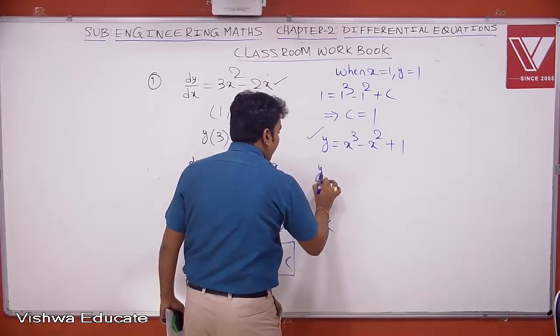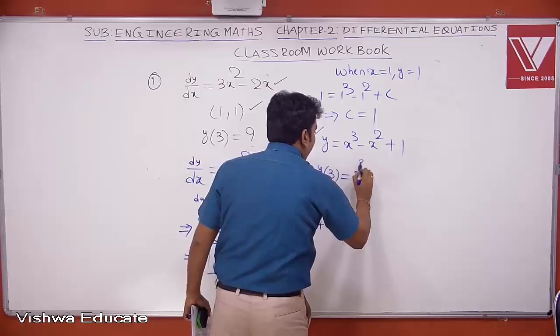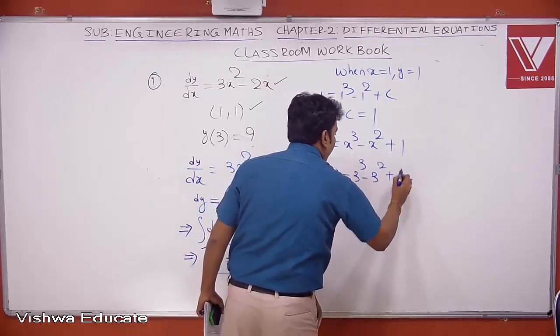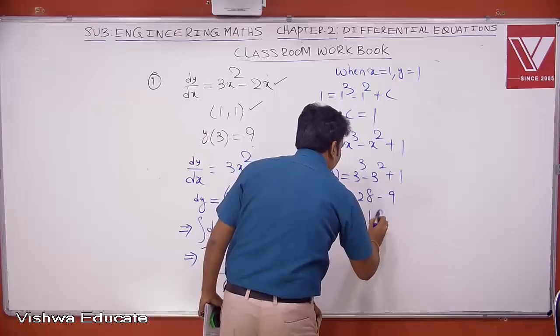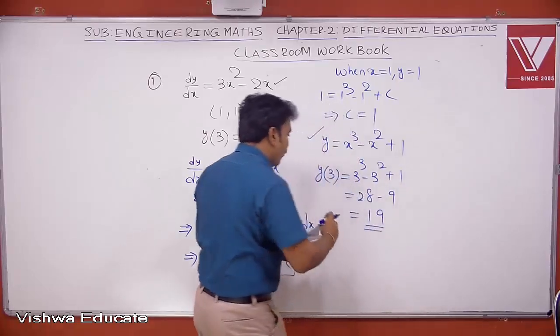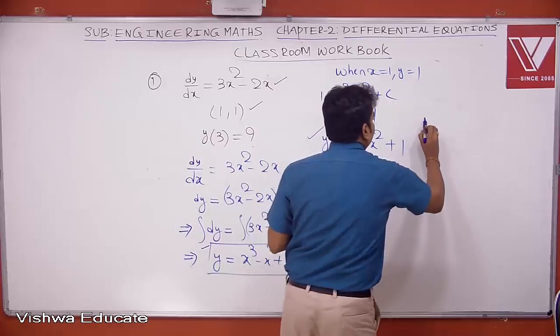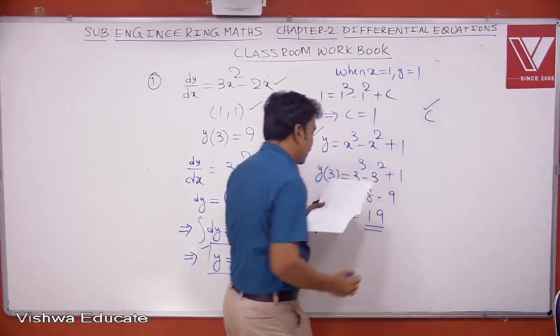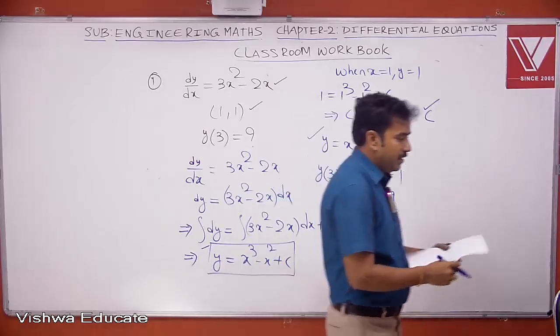But they were asking the magnitude of y at x equal to 3. So replace x by 3: 3 cube minus 3 square plus 1. This is 28 minus 9, this is 19. So the answer for this question is 19, that is option number C. So option C is the right answer for this question. Please note this.